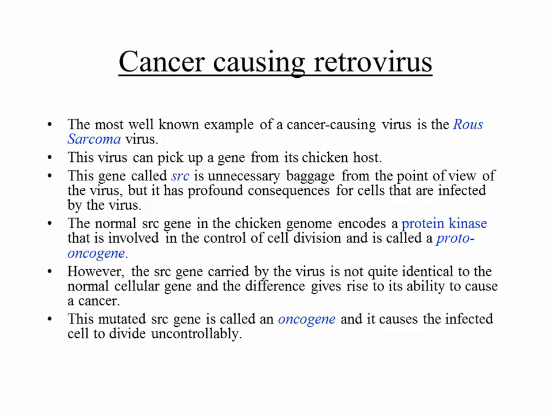And the difference gives rise to its ability to cause a cancer, right? It can cause the chicken cell to multiply uncontrollably, resulting in a tumor and cancer. So this mutated SRC gene is called an oncogene, and it causes the infected cell to divide uncontrollably, resulting in a tumor, and finally it becomes an aggressive tumor that's able to invade other territory. Then it becomes what is called malignant, and it's a cancer.